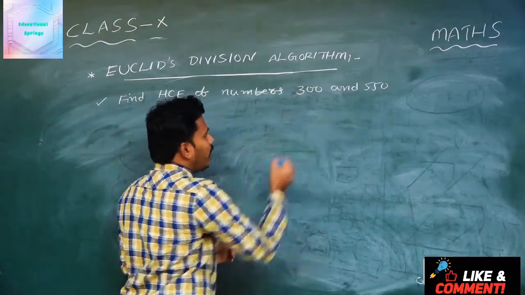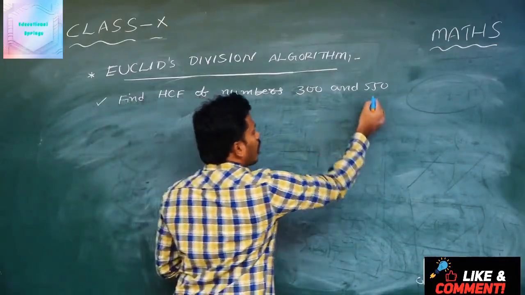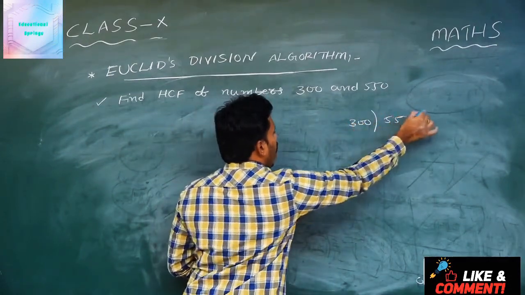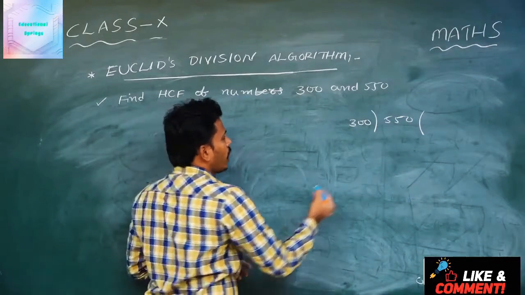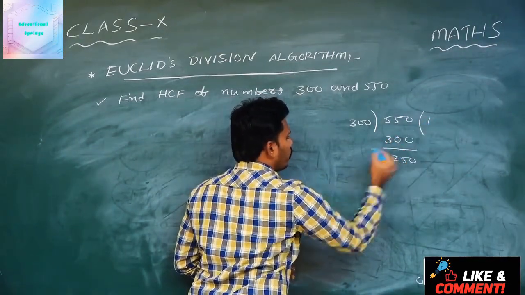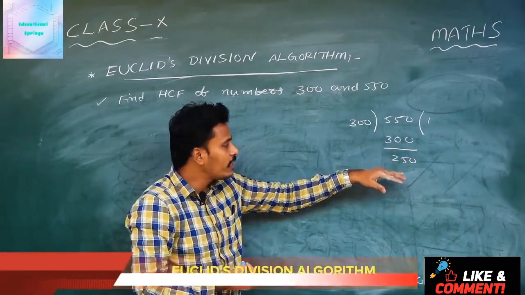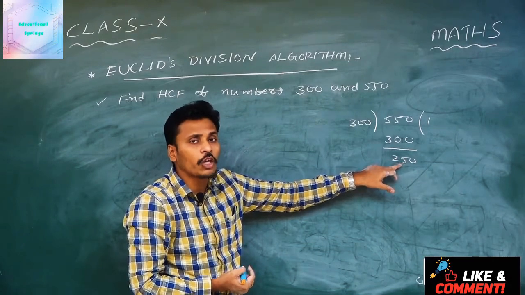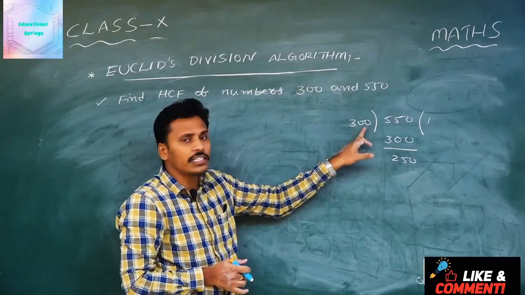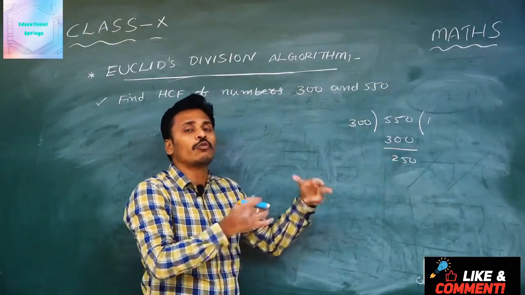So we need to find the HCF of those two numbers, 300 and 550. The larger number, you take as dividend, and the smaller number, 300, is the divisor, and we need to divide. 300 once is 300, and you are left with a remainder of 250. Now the first division is completed, one step is over. The remainder is not 0 here. If the remainder is 0, then the problem ends and this number will become the HCF. But here it is not 0, so we need to move to the second step.